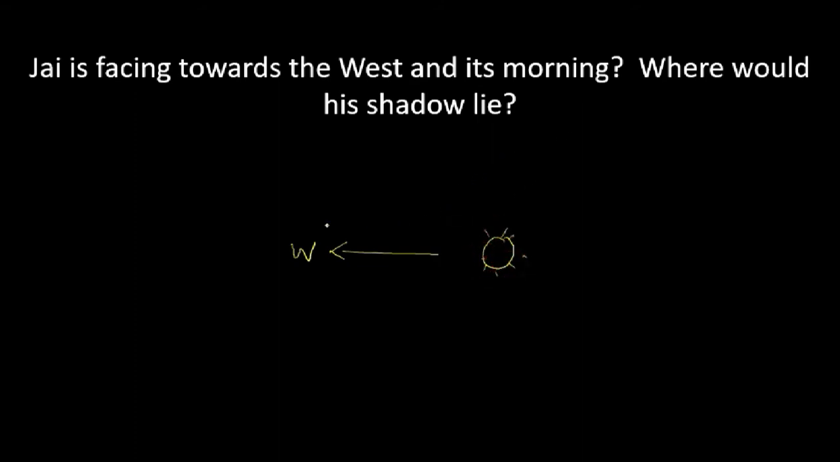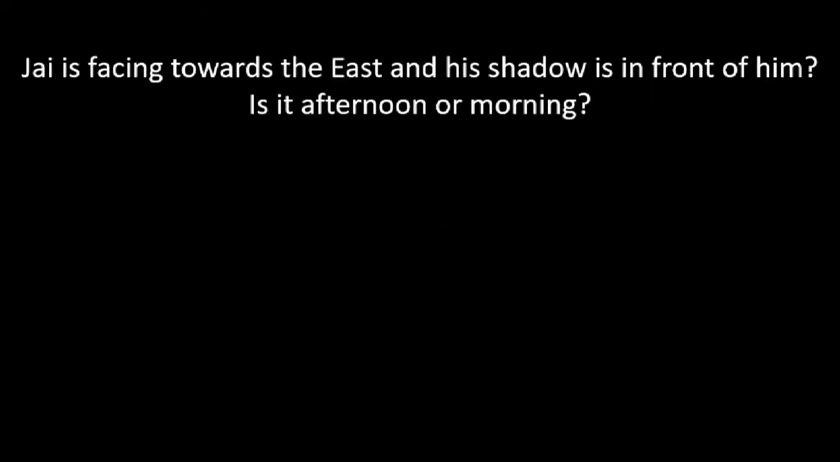So we are aware that if some person is facing towards the west, the shadow would be lying in front of him. So say for example, a person is standing here and he is facing this west direction, then his shadow would be lying on this particular side. So his shadow would be lying in front of him. Now this is another scenario.